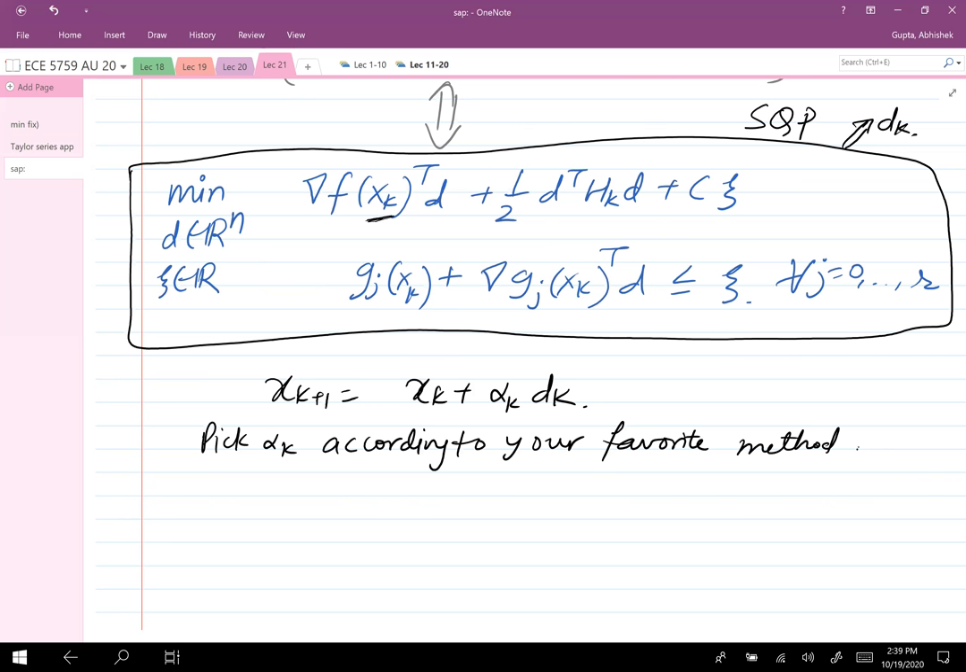Okay. Any question on this sequential quadratic program?